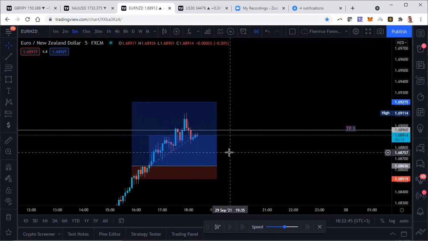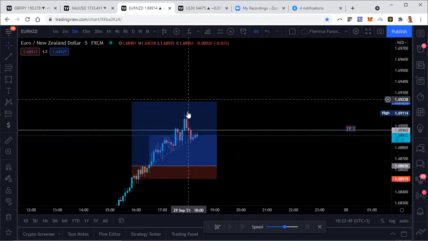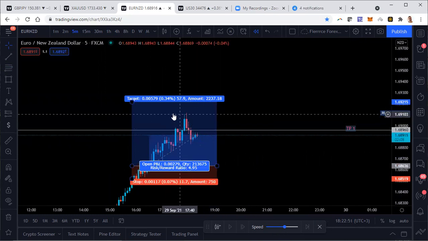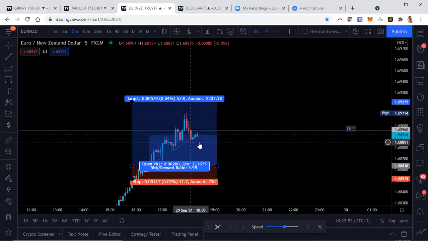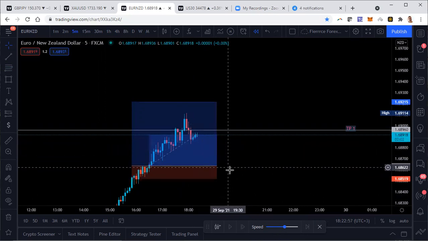So on the 5 minute scenario, we see price pushing up, pushing up, pushing up, and then finally it kind of rejects at this zone and then pushes down. Now, the question is, will price continue to push lower?